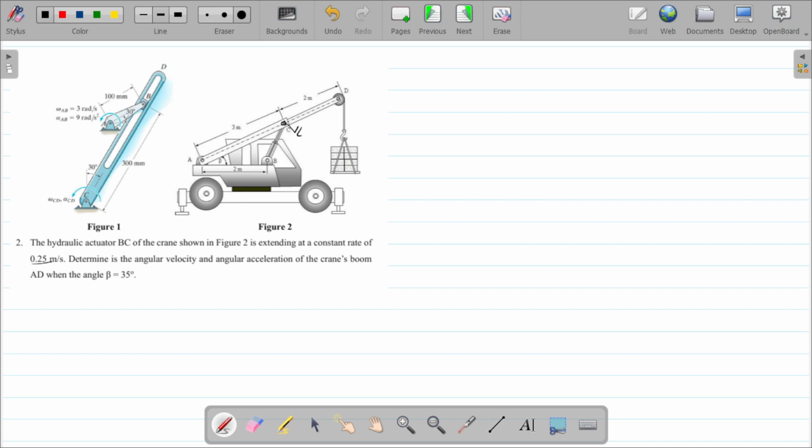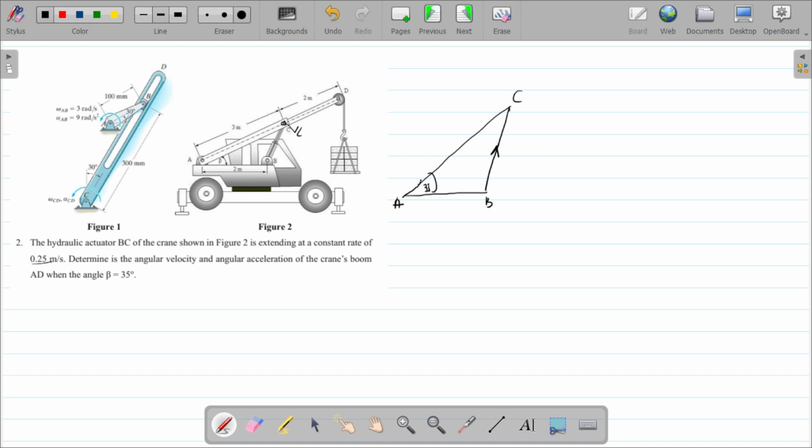So let's model our system into this form, something like this. We have A, B, and C. You could see that A, C, and D are on the same link, so the angular velocity of AC is the same as the angular velocity of what? AD. So here is 35 degrees, here is AC. Now we have a sliding velocity of 0.25.